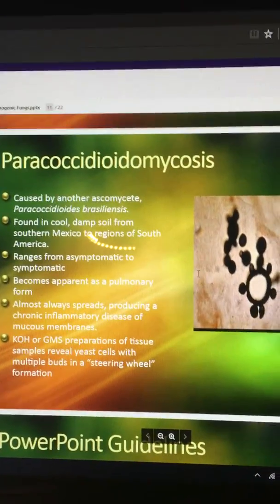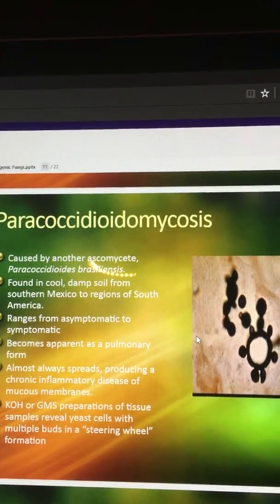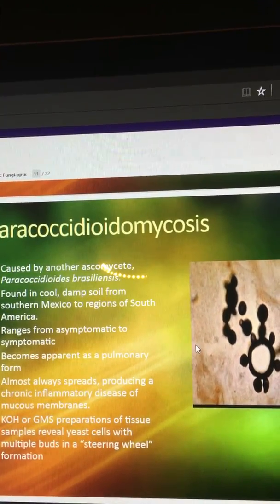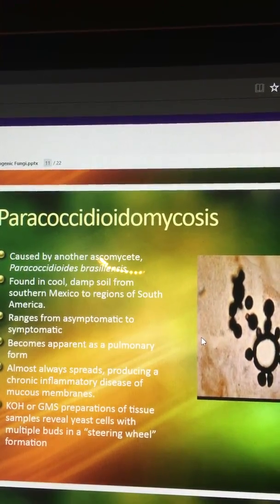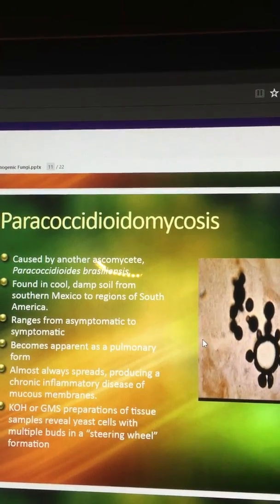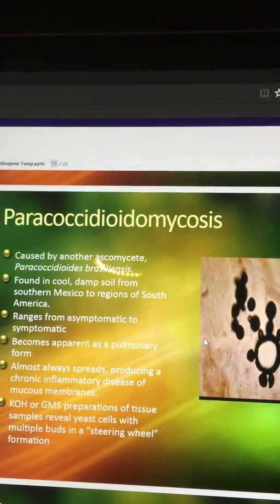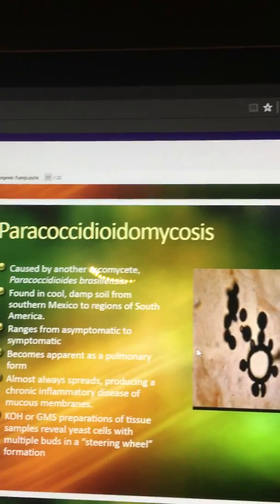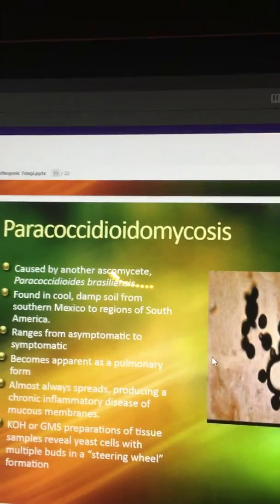Then you have paracoccidioidomycosis, which is caused by another ascomycete, Paracoccidioides brasiliensis. It's found in cool, damp soil from southern Mexico to regions of South America. It ranges from asymptomatic to symptomatic, and becomes apparent as a pulmonary form. It almost always spreads, producing a chronic inflammatory disease of mucous membranes. And it has a steering wheel formation, which is like in this picture. And now Brittany will present the rest of the slides.